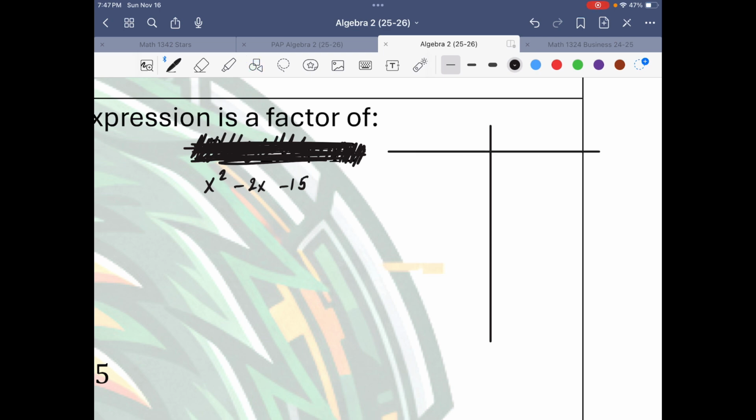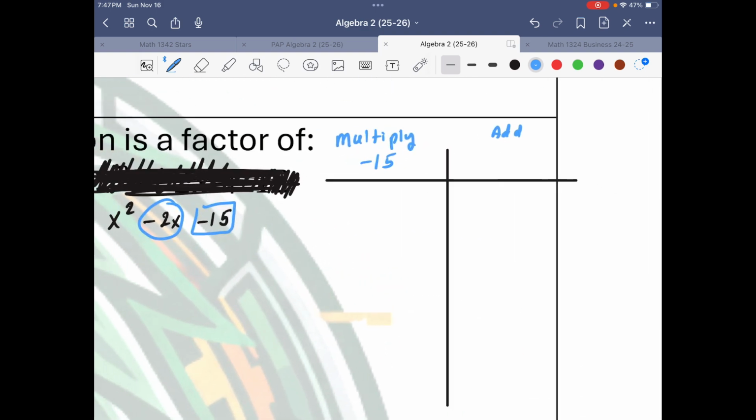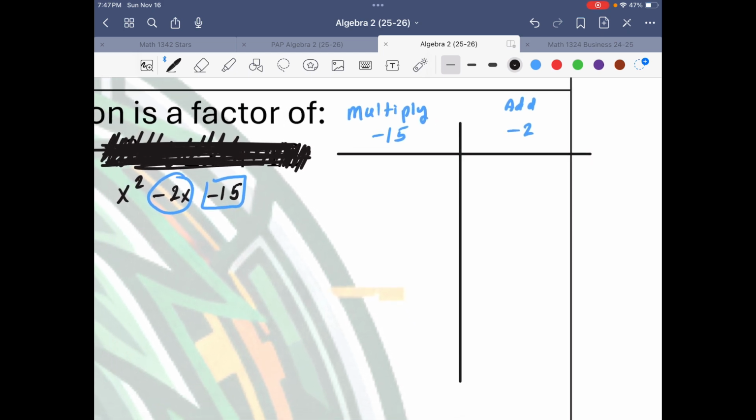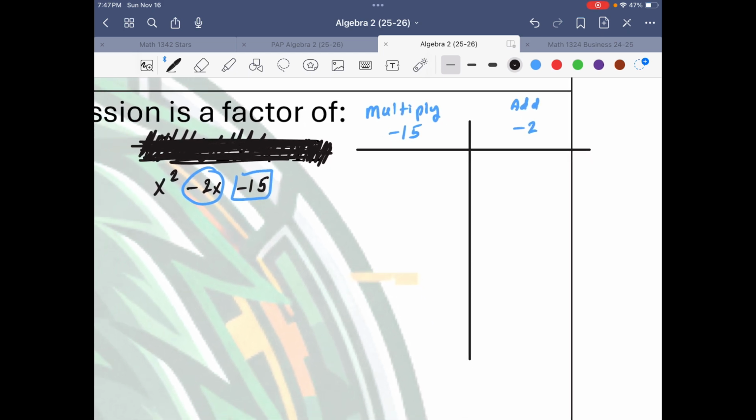This is called factoring. We want to find 2 numbers that when you multiply, you get a negative 15, which is right here. But when you add those 2 numbers, you get that number there, a negative 2. Okay. So what you do is start thinking about how do you get 15 when you multiply.